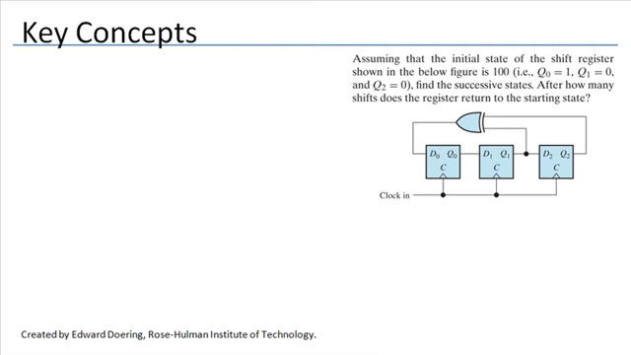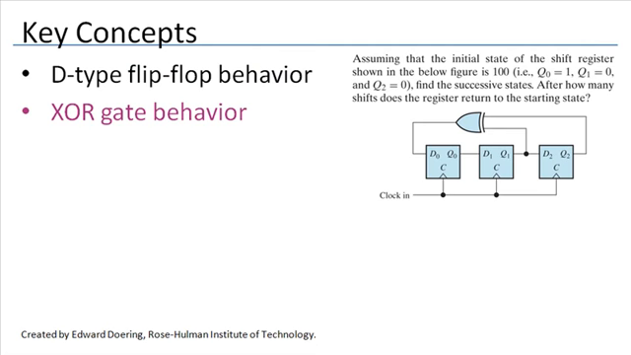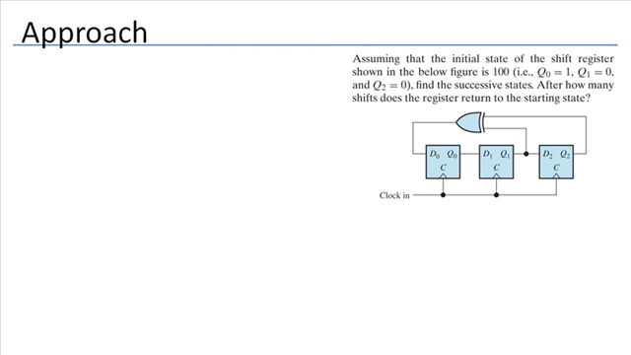In this problem, we look at the behavior of a special purpose shift register. Important concepts for this problem include the behavior of D-type flip-flops and an exclusive OR gate. Now the problem statement tells us the initial state of the three flip-flops in the shift register.